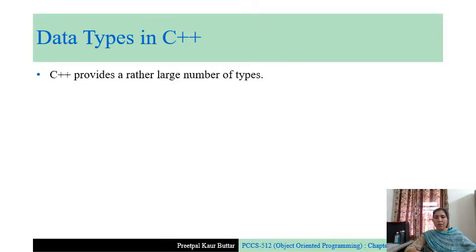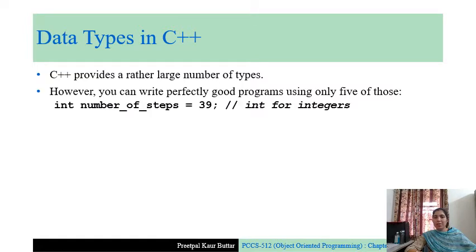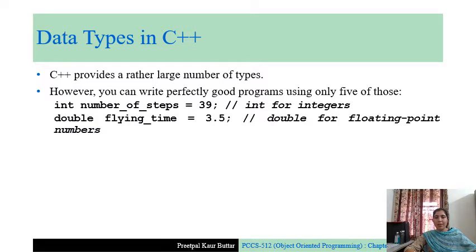C++ provides a rather large number of data types. However, you can write perfectly good programs using only 5 of those. What are those 5 data types? Int for integers. For example, int number of steps equal to 39. Int is the data type, number of steps is the variable name, and 39 is the value. The second one is double for storing floating point numbers, the numbers which have a decimal point. For example, double flying time equal to 3.5.